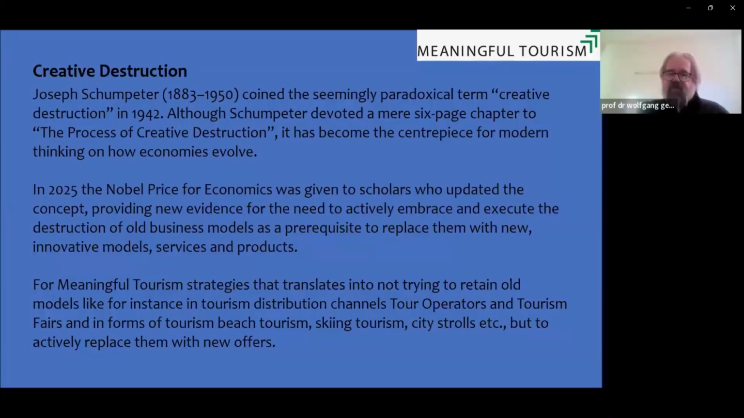Skiing tourism, if there's no more snow and no more reliable snow. Walking around in the city when it's 50 degrees, nobody wants to do that. So you will have to shift seasons, but also in many places replace this with new offers, when you then go indoors.